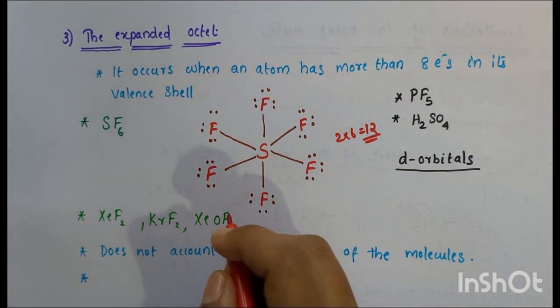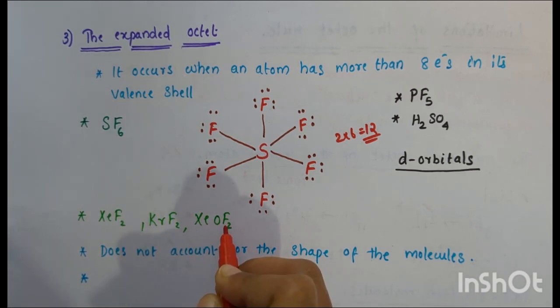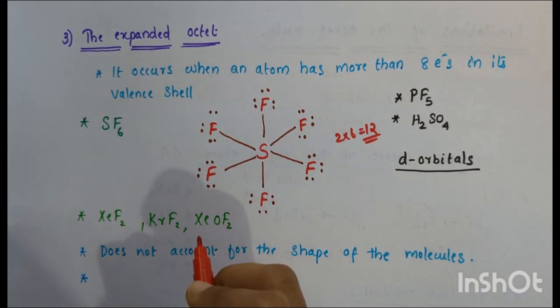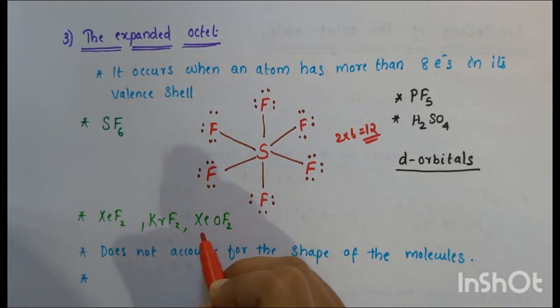Now let us see the other drawbacks of octet theory. See, it is clear that the octet rule is based upon the chemical inertness of the noble gases. However, some noble gases like xenon, krypton, etc. also combine with oxygen and fluorine to form a number of compounds like XeF2, KrF2, XeOF2, etc.